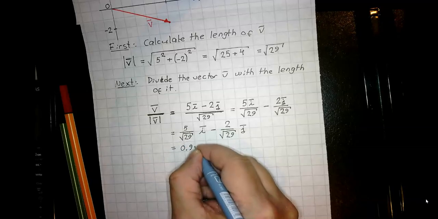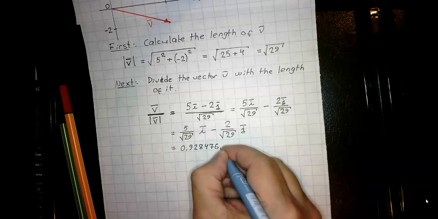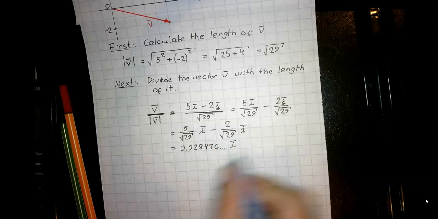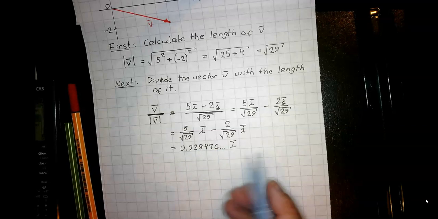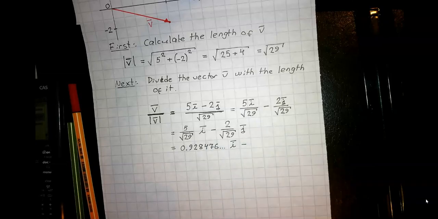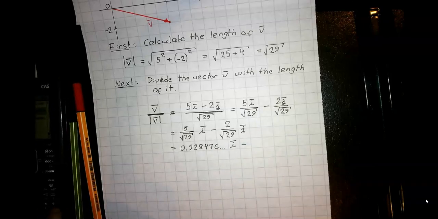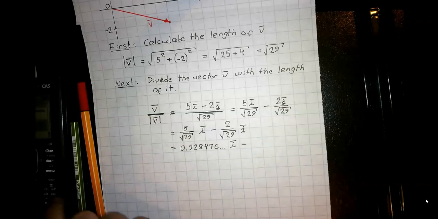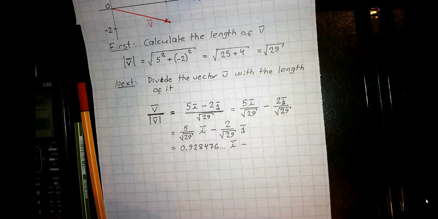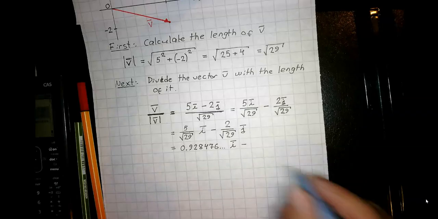0.92847. This is the factor of i, unit vector i, and then we have this other one here, 2 divided by square root of 29, we will get as soon as my calculator works.